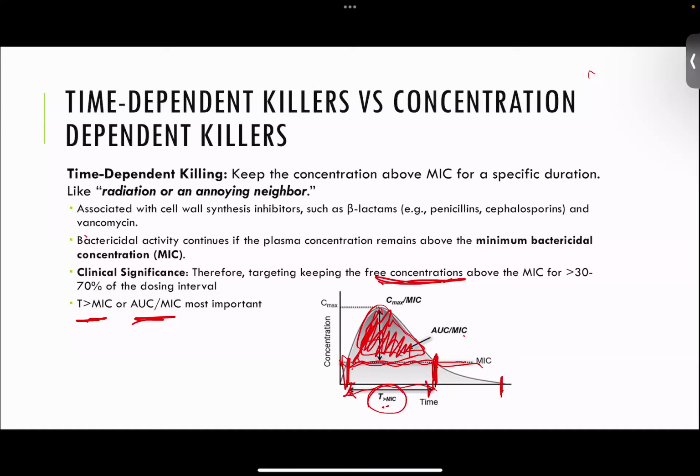The other drug that's important here is vancomycin, which is what we're actually going to be dosing in a few minutes. So vancomycin also is a time-dependent killer. Some drug-bug combinations are a little bit of each, but usually we can put them in one camp or another. Okay.